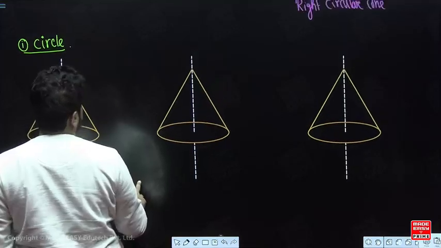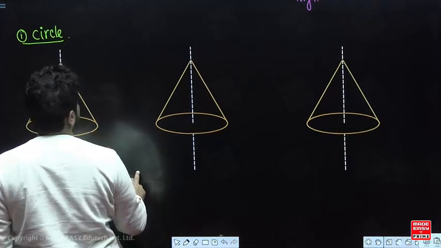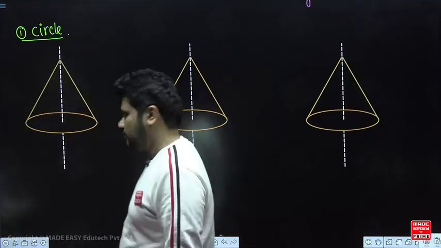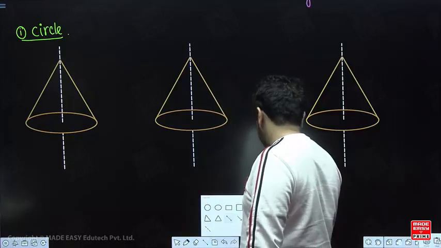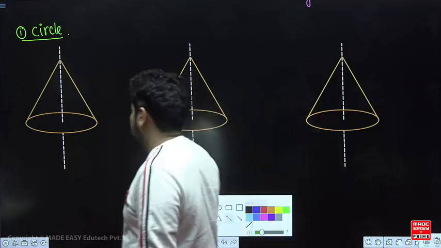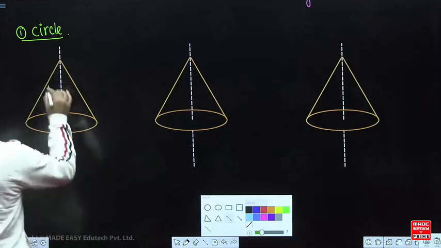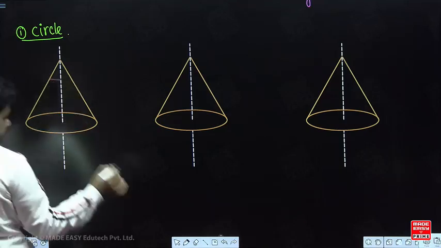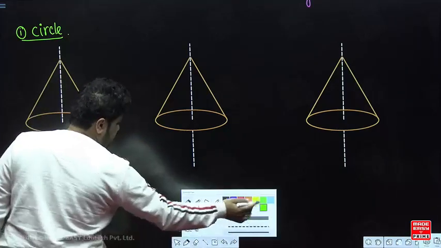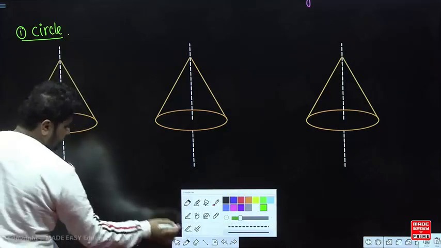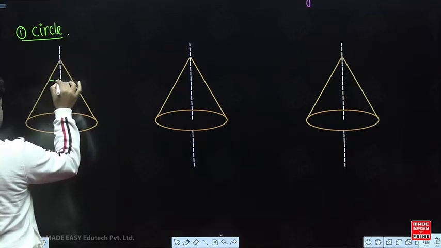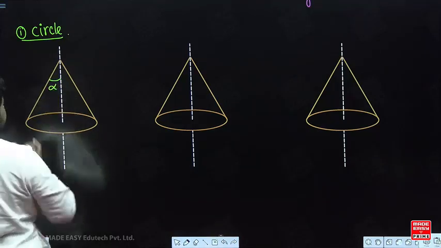Correct. Now see, the first one I am going to draw is a circle. For the circle, see very carefully. This is basically the cone. Now what is this angle? You will say that this is the semi apex angle, right. So how much is this angle? You will say this angle is your alpha, correct.